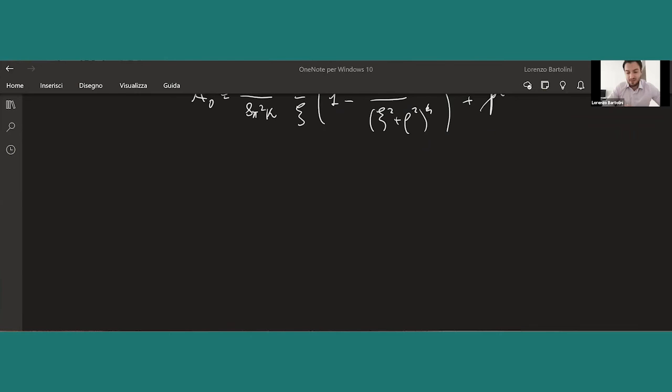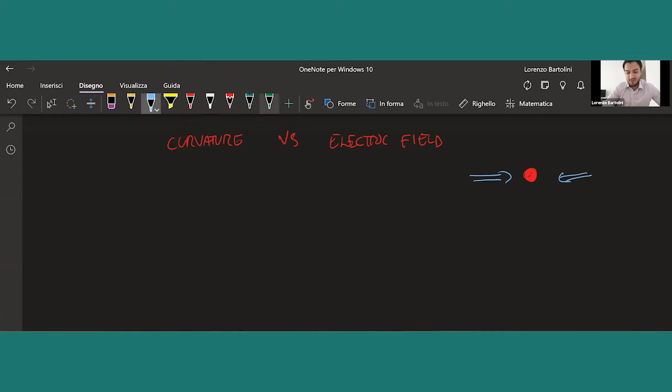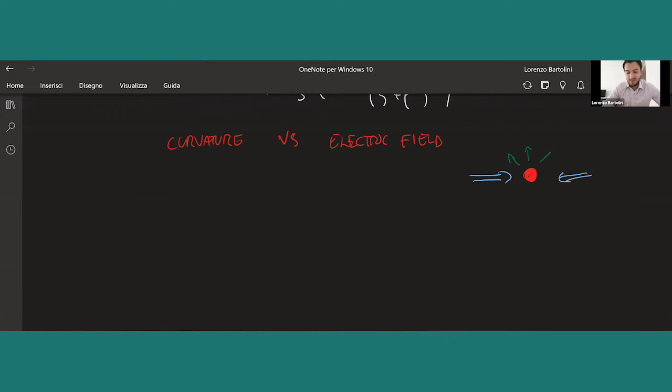Okay, now there are two competing effects. You have curvature versus electric field. So you have this soliton, which is a spherical object in this limit, and you have curvature that wants to shrink it along the z direction, but you have an electric field that wants to expand it. Okay, and they find the balance. They find the balance and stabilize the size of the soliton to a certain value.